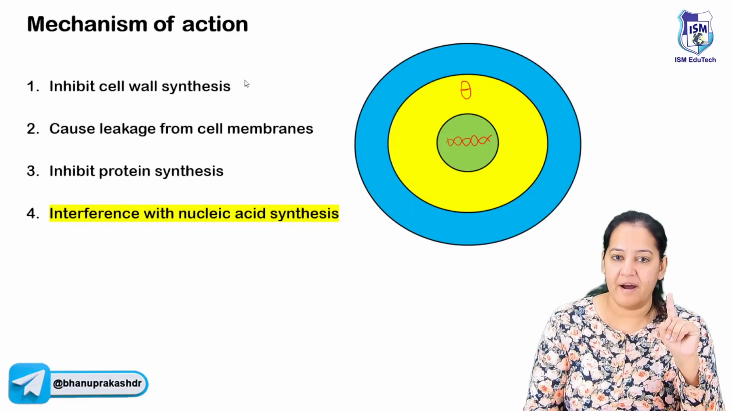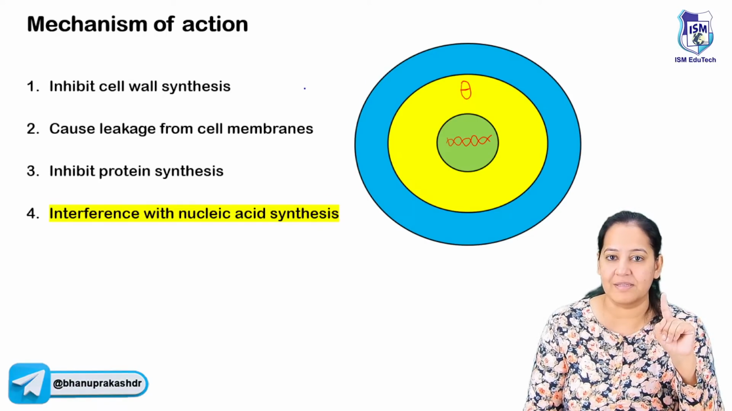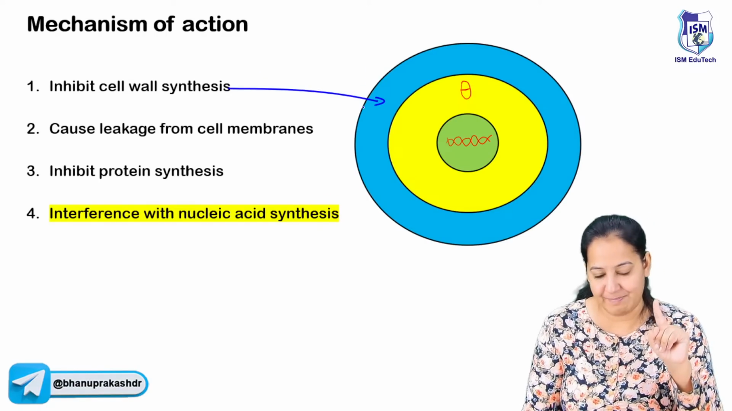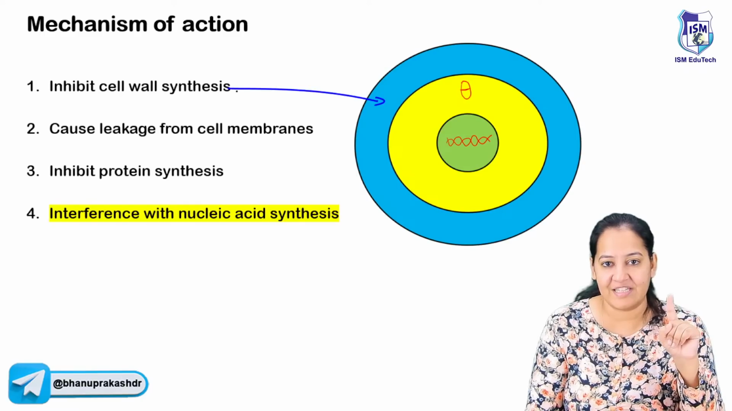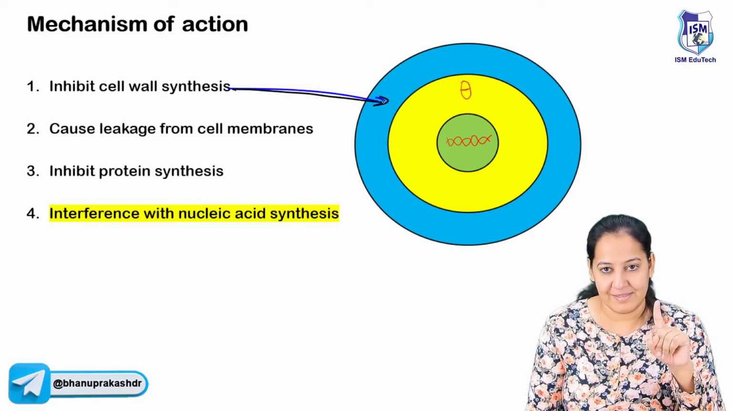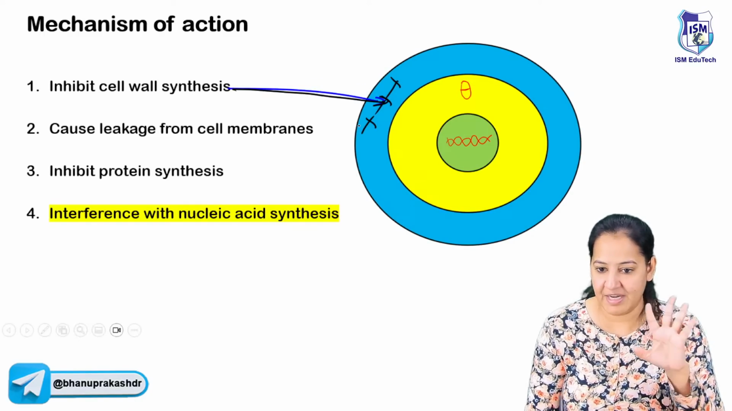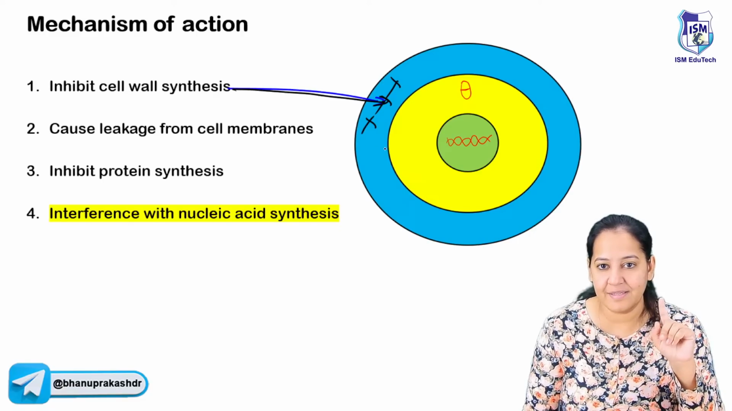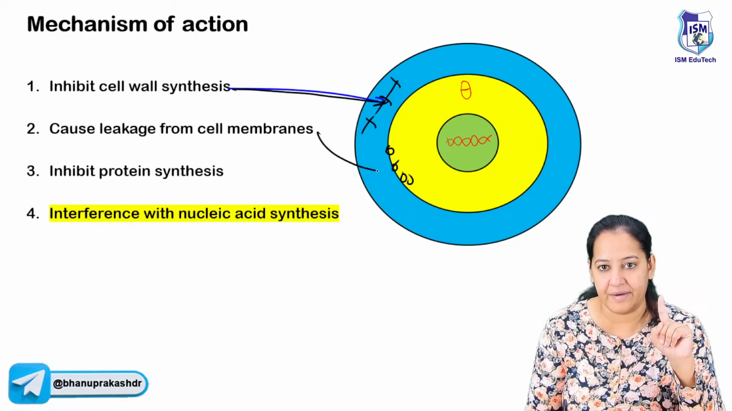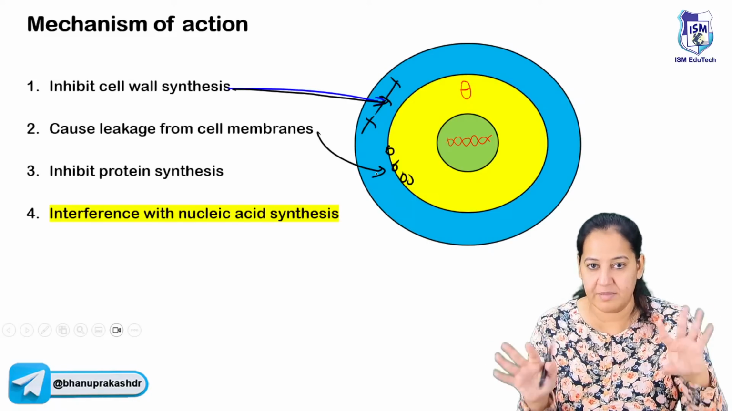Number 1, there are certain drugs which inhibit the cell wall synthesis, especially the penicillins, the beta-lactam antibiotics. So, the cell wall synthesis inhibitors. When the cell wall synthesis is inhibited, the bacteria will die. The second, there are certain drugs which cause holes in the cell membrane. The cytoplasm will leak out and the bacteria will be dead.